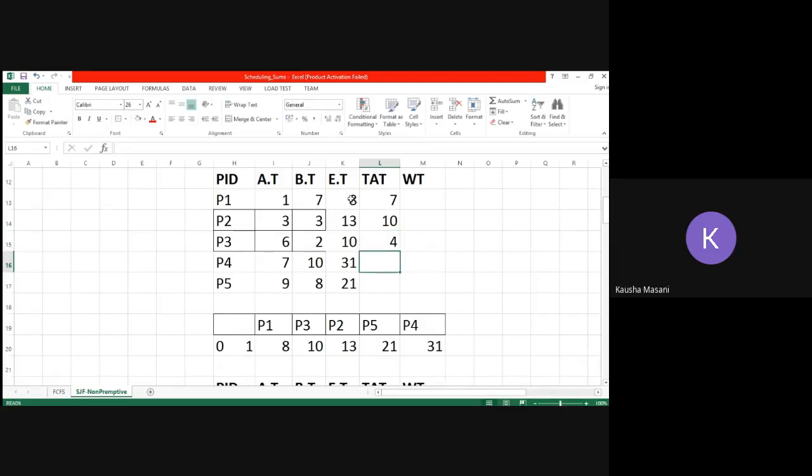Okay, wait times. 0 for P1, then 7 for P2, 2 for P3, 14 for P4, and for P5, 4. Calculate the total of both the columns, turnaround time and wait times, total and average both.